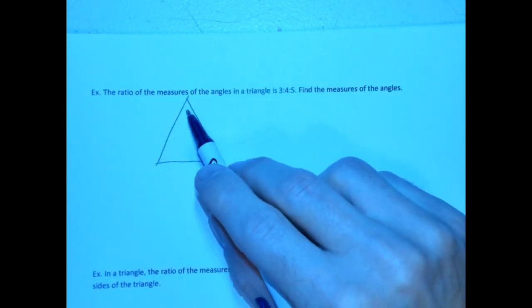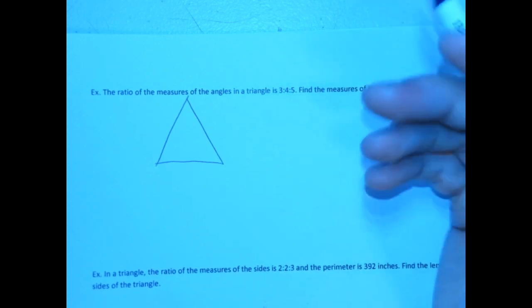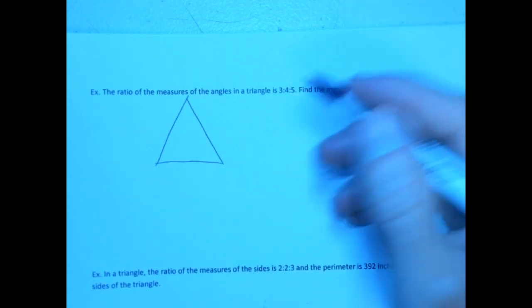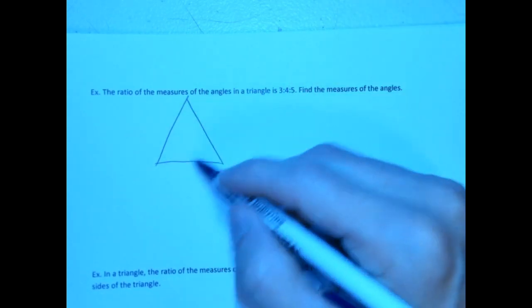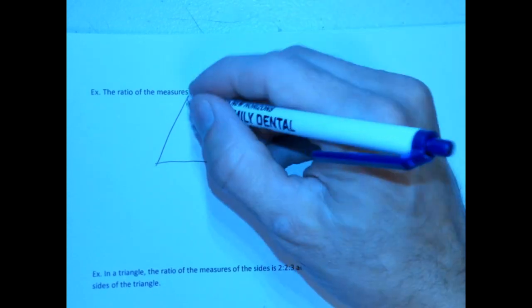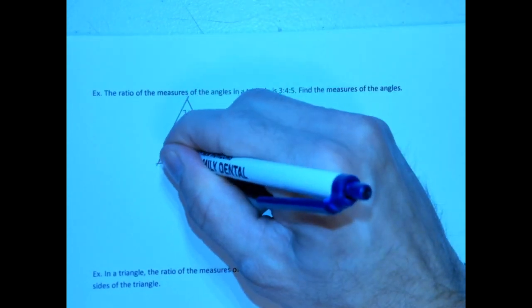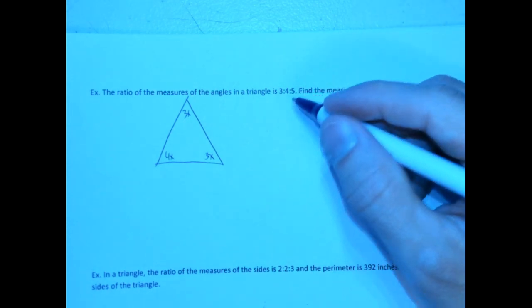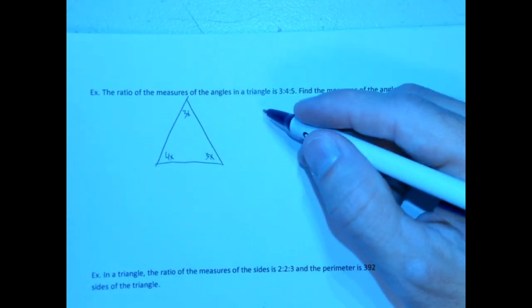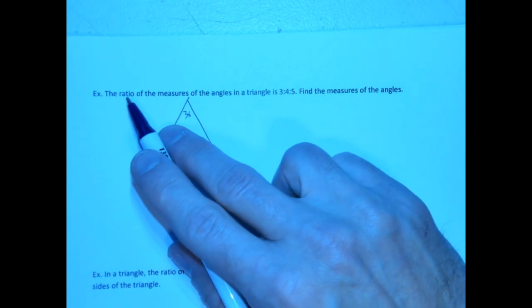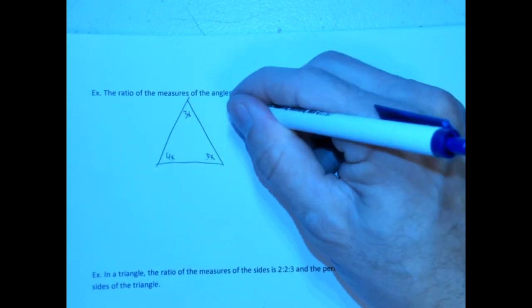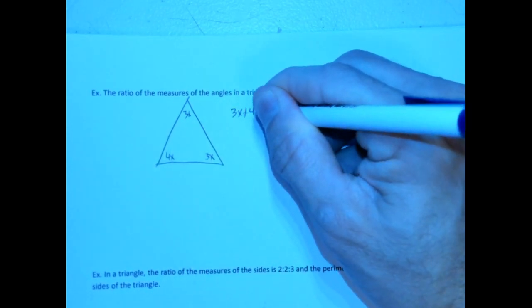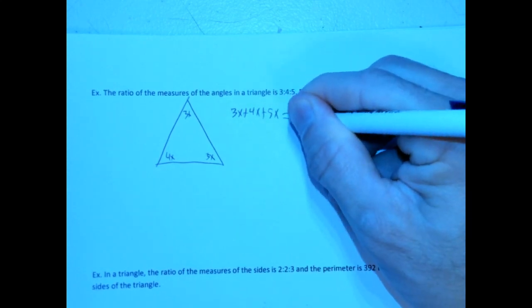So one angle, the relationship is 3 to 4 to 5. Now they don't tell you x, they don't mention 180 degrees, but we know all 3 angles have to add up to 180 degrees. And we're just going to assign a variable. So 3x, 4x, 5x. Now, the funny thing is this is not really using cross multiplication or proportions, but it does belong because it does mean ratios. So let's add these up. 3x plus 4x plus 5x equals 180.